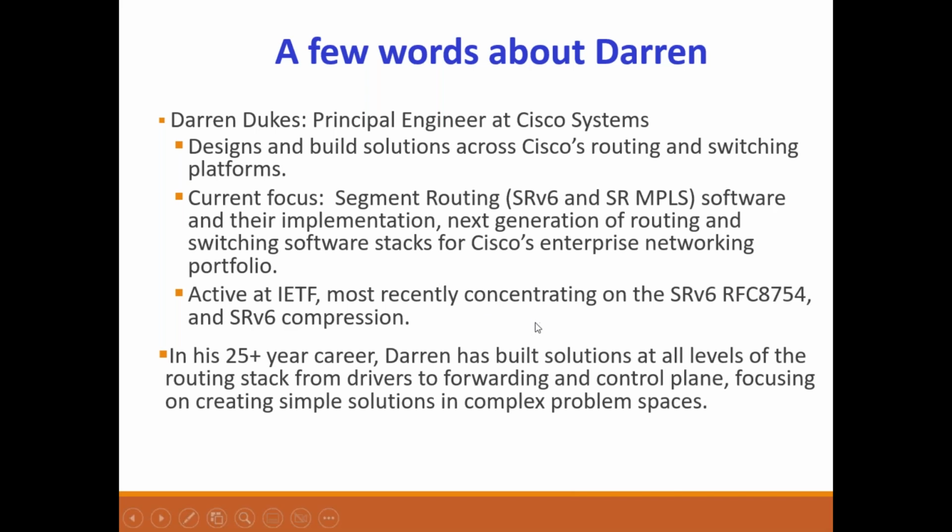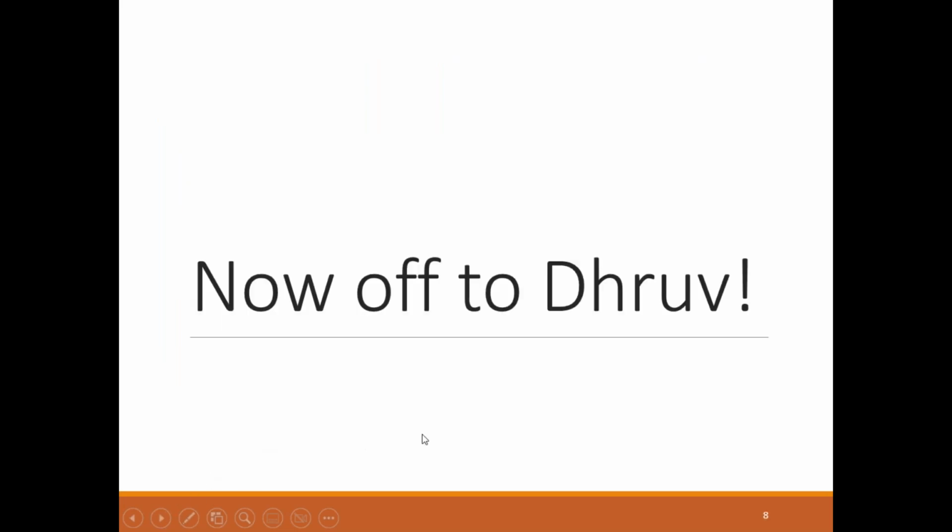And then we're very lucky to have Darren Dukes, who will dive into SRv6. Darren is principal engineer at Cisco, and he works in routing and switching platforms, and he's currently focusing in depth on SRv6. And so I'm looking very much forward to having both Dhruv and Darren speak. Now let's go to Dhruv.